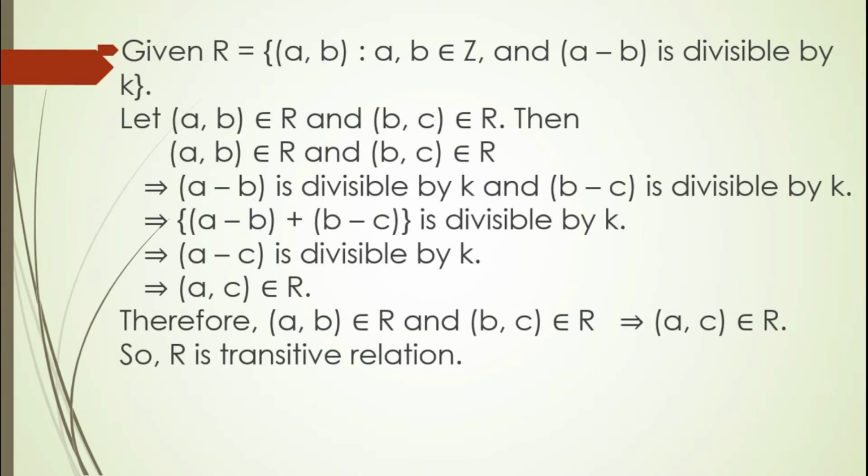Given R equal to (A, B) such that A and B are elements of Z and A minus B is divisible by K. Let (A, B) be an element of R and (B, C) also an element of R. As a given, A minus B is divisible by K. Therefore, B minus C should also be divisible by K. From this, we can conclude that (A minus B) plus (B minus C) is also divisible by K. And we can get from that information that A minus C is divisible by K. Therefore, (A, C) is an element of R.